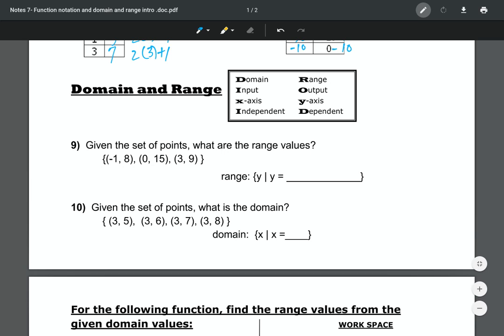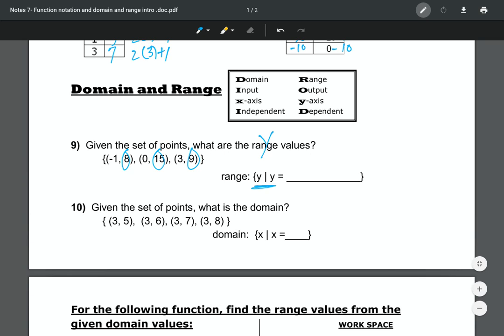So the domain values represent the input, the x-axis or x values, and the independent variable. The range represents the output, the y-axis or y values, and the dependent variable. So we call this Dixie-Royd. So it says, given the set of points, what are the range values? So you can see I kind of give it away right there by saying range and then y. And that vertical line means such as, when y is equal to. So you list these y values.